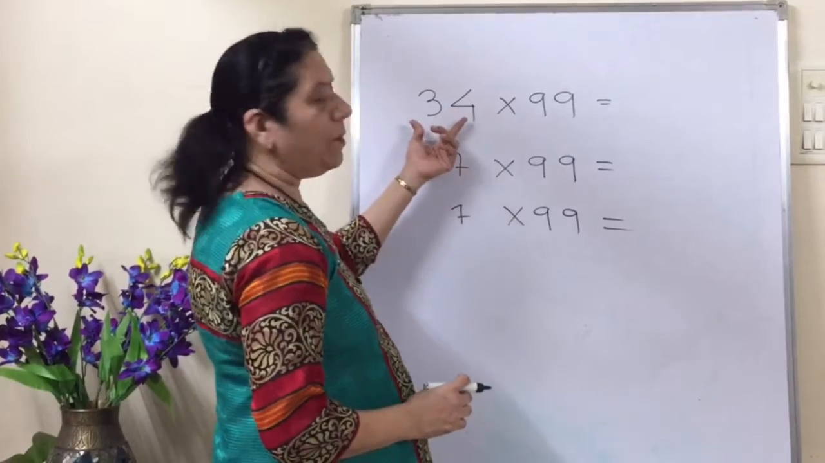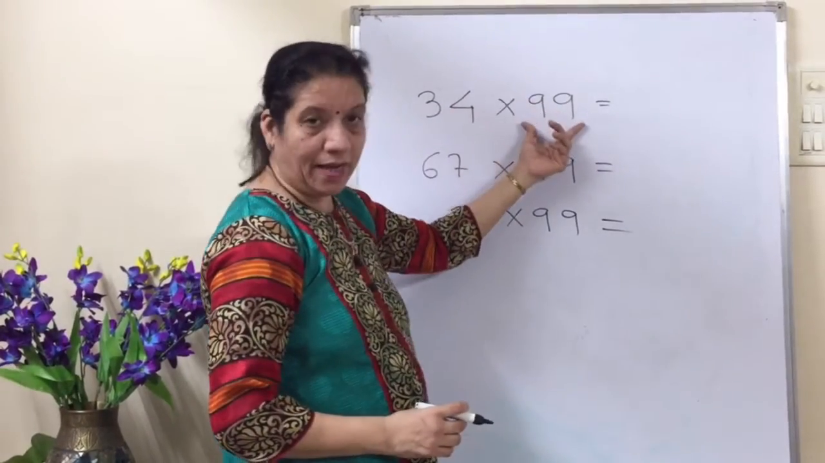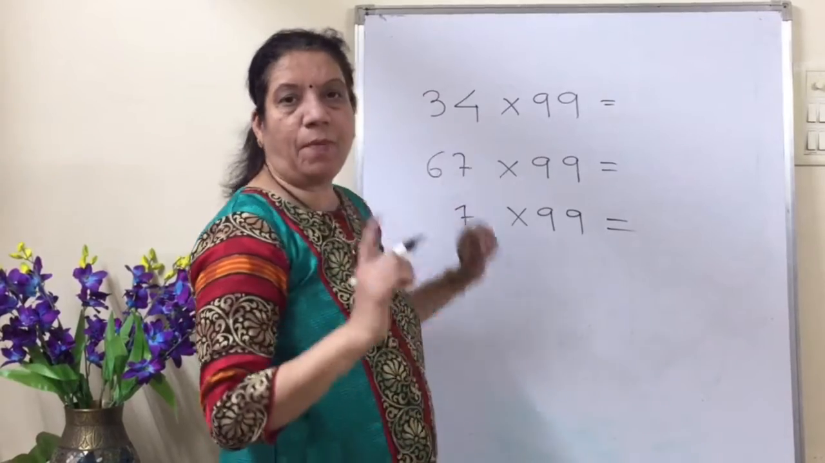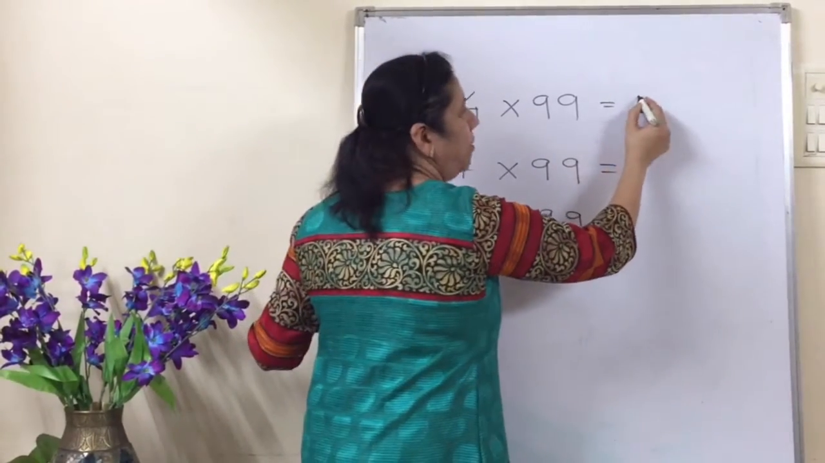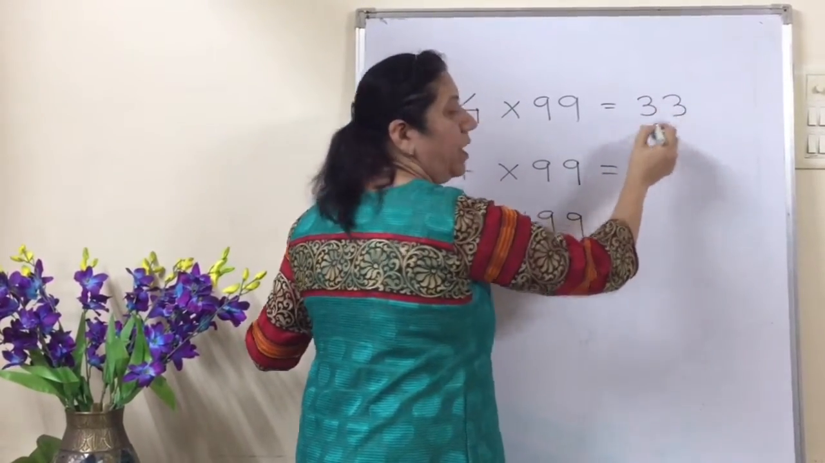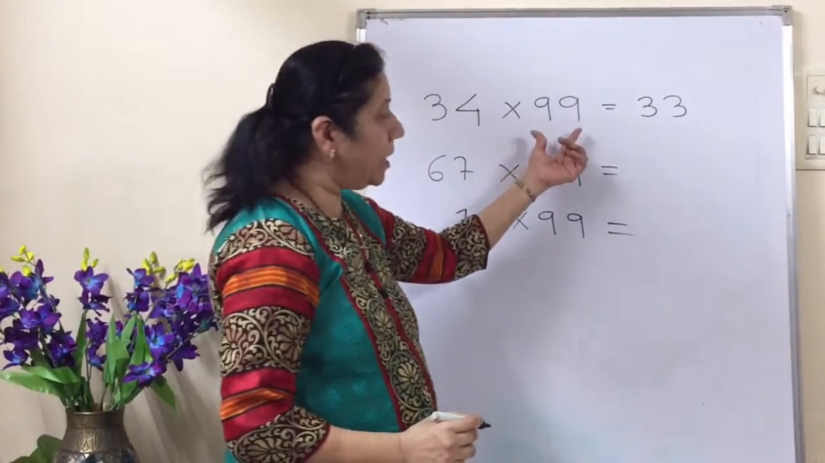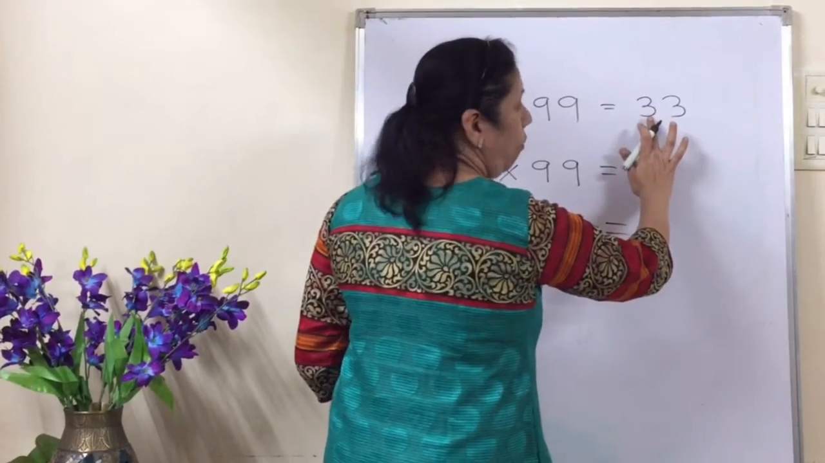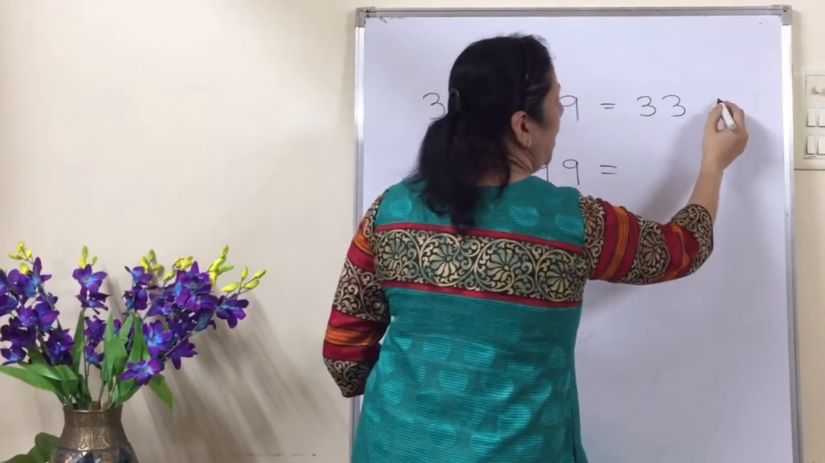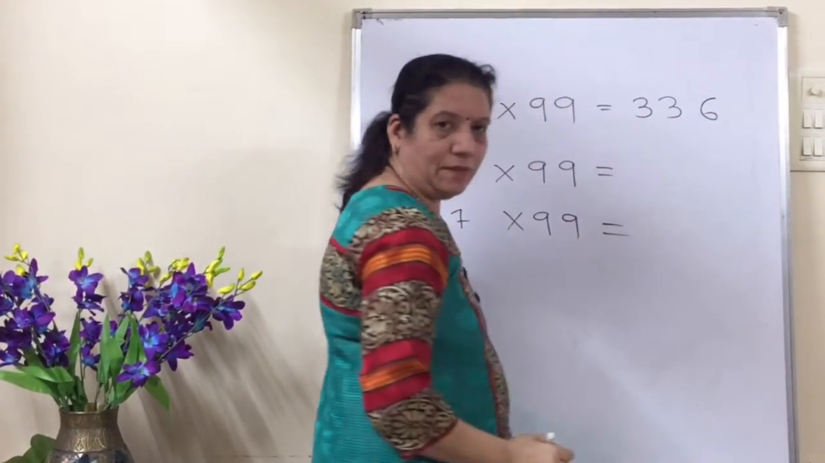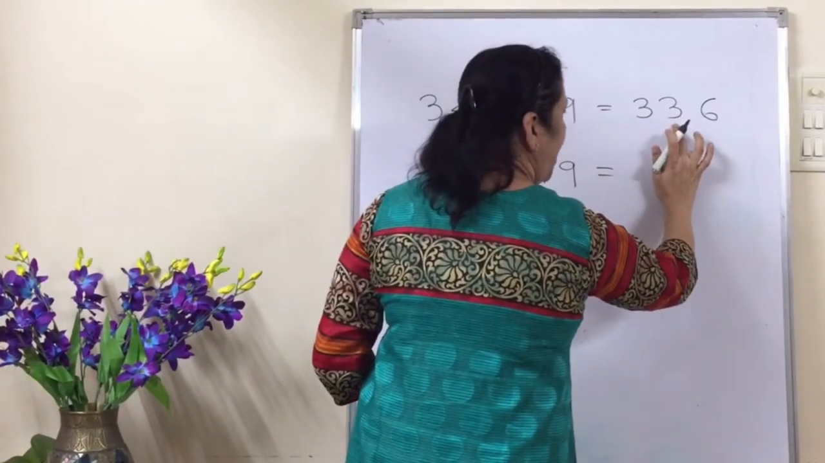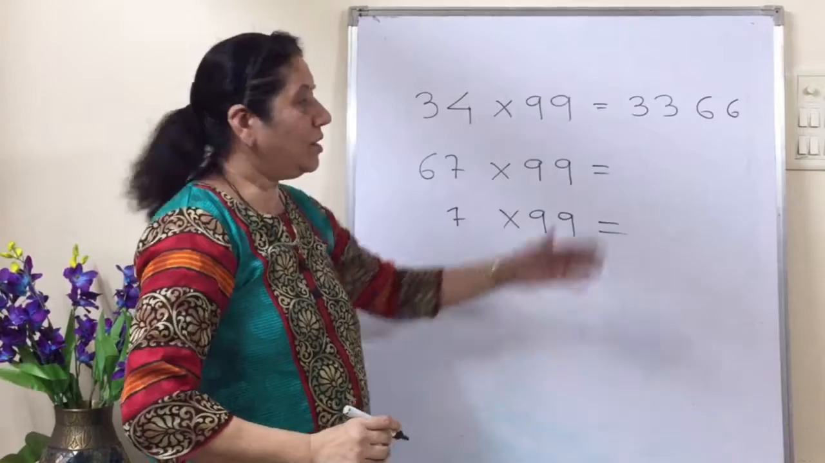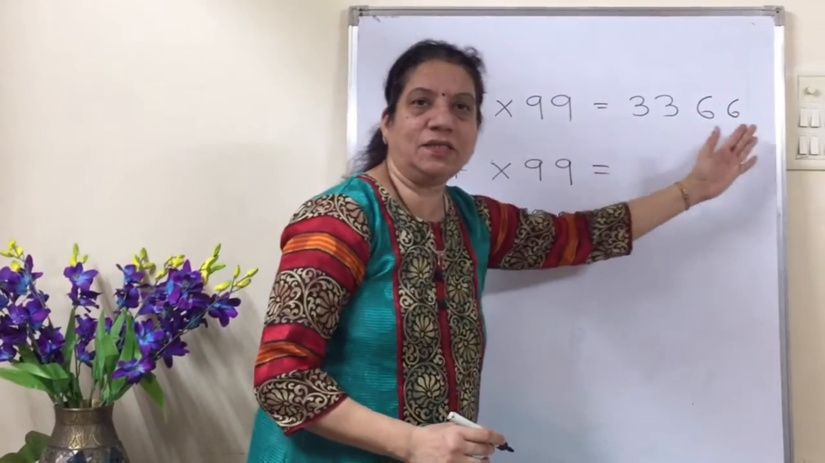Suppose we want to multiply 34 with 99. See the procedure. First you reduce this number by 1, so instead of 34 we write 33. Now we are multiplying by 99. What do you add to 3 to get 9? It is 6. Again we add 6 to 3 to get 9, and you get the answer 3366.